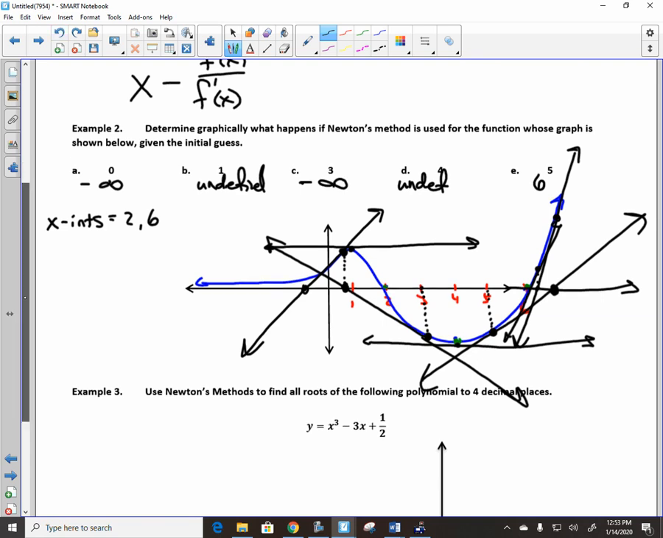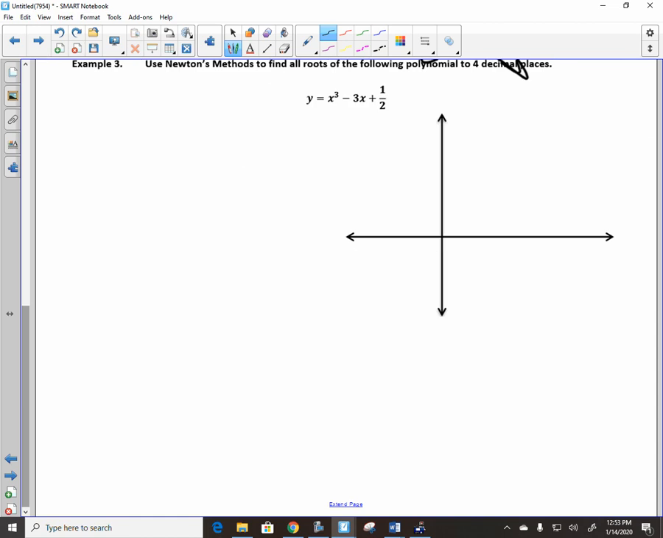So for our last piece for this unit, we are going to use Newton's method to find all roots of the polynomial to 4 decimal places. Make sure you have your calculator, okay? Can everybody agree that you cannot just look at this and know what the solutions are? Do you know what the general shape of this graph is? Something like that, right?